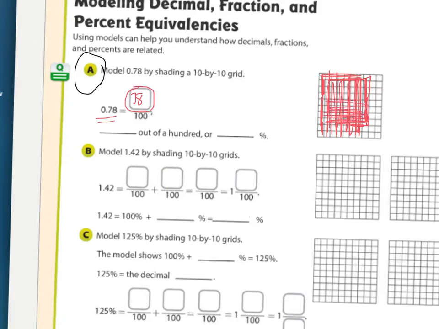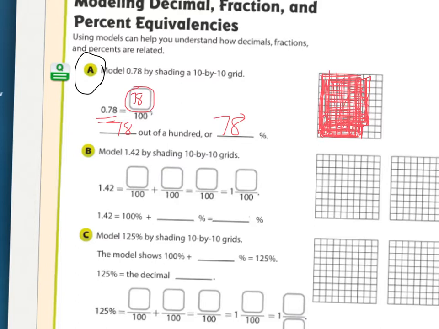Those of you that are on the Explore activity part of your to-do list, you can watch it right now and then check it off. You can watch it while it's being made. So there's 78 out of 100, or 78%.